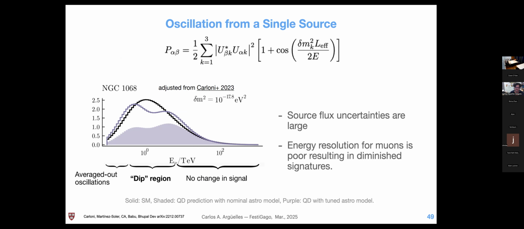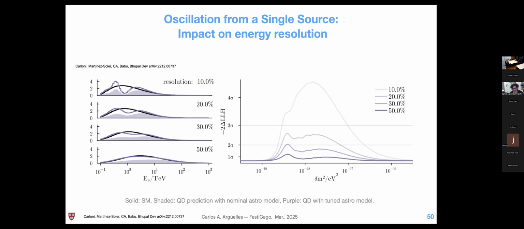However, there are uncertainties in the astrophysical models that produce sources. So once you try to tweak these model parameters to reduce this effect, you get something like this purple line over there. So the energy resolution is going to be critical to see this. I show you here in the plot on the right the sensitivity to this mass squared difference from the sources, and we're talking about a mass squared difference of 10 to the minus 18 electron volts squared.